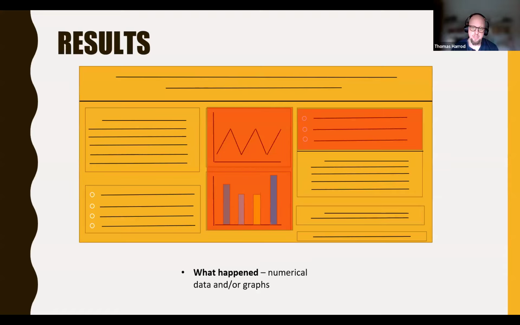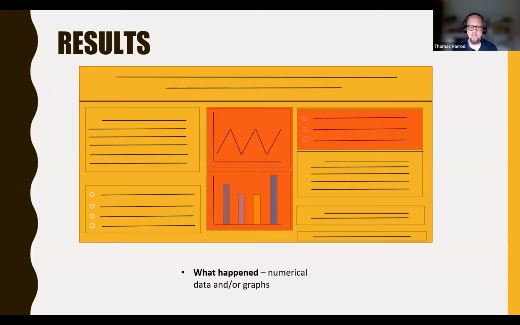Next, results. This is going to be what happened. This is just going to be what did you observe? This is not an analysis. This is not what does it mean? Did it answer my hypothesis? Did it not answer my hypothesis? This section is just results.